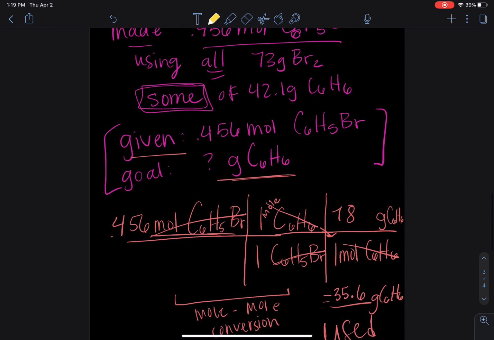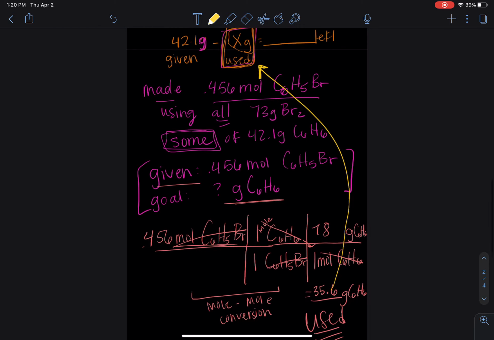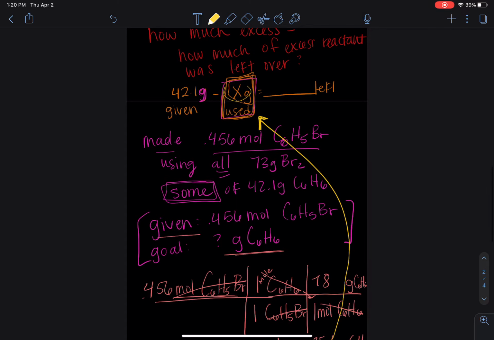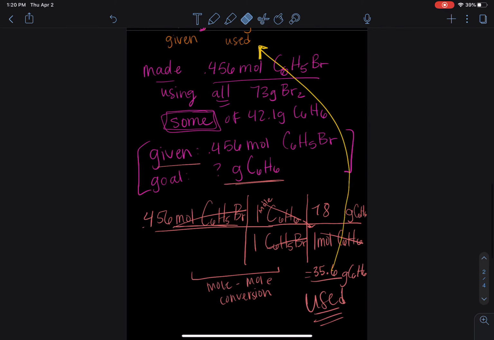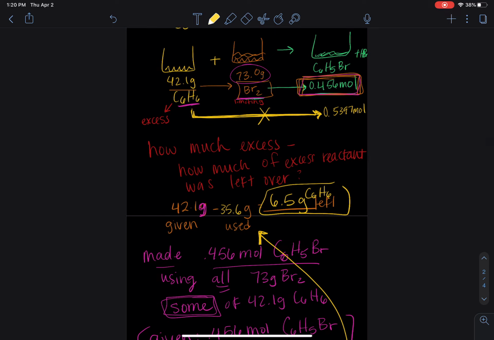We can plug it back in right here, and we can solve for this x. So let me put that in. Oh, wait, it's 35.6. Oops. So now I'm going to say 42.1 minus 35.6, and I get 6.5 grams of C6H6 left over. That's how much is left.